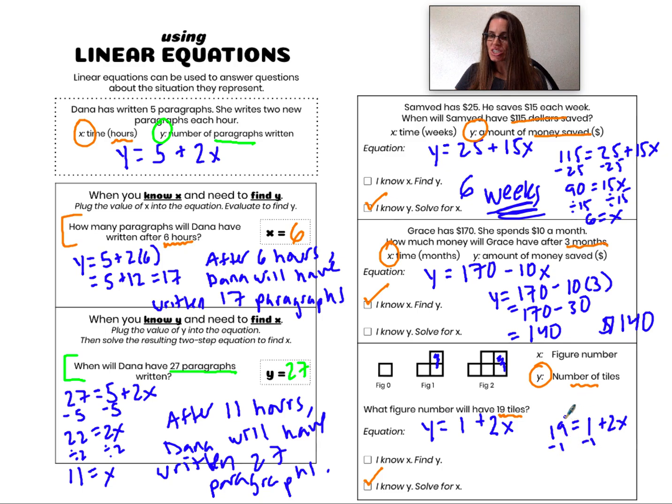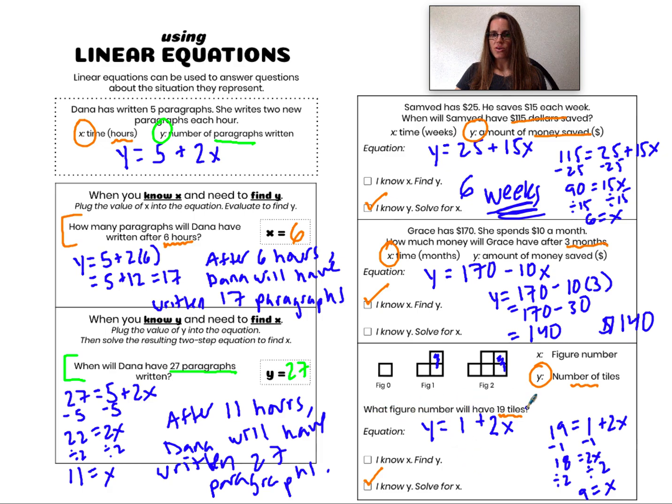Great, a two-step equation that I'm very confident solving, subtracting 1 from both sides, so I'm using inverse operations. 18 equals 2x. There is not a lot of space here. Dividing both sides by 2, I get 9. So for figure number 9, I will have 19 tiles.